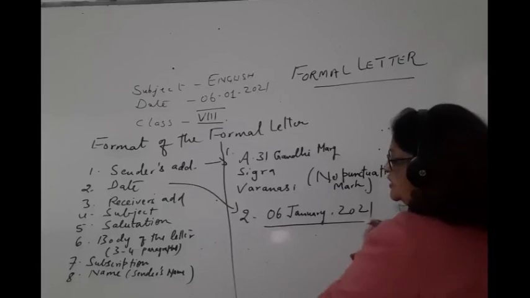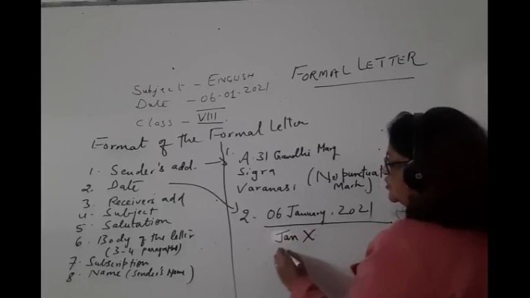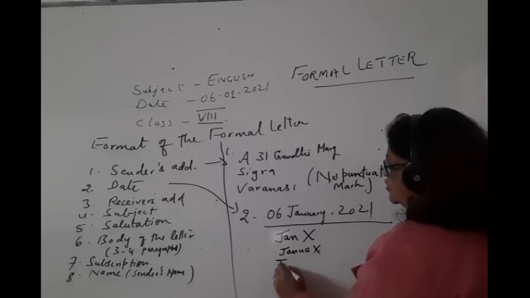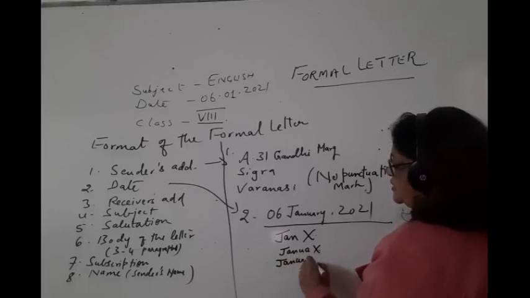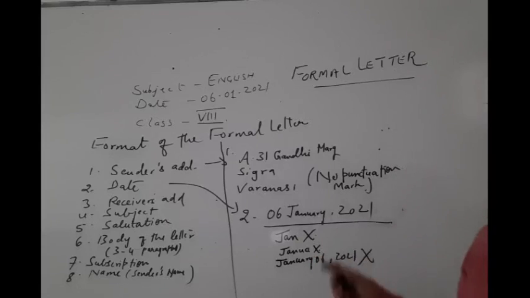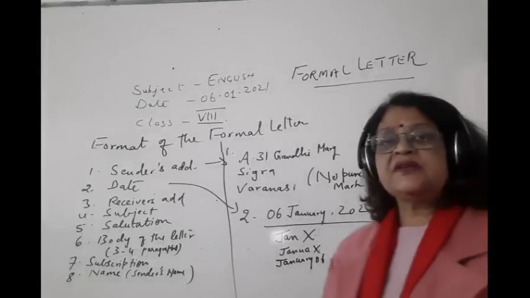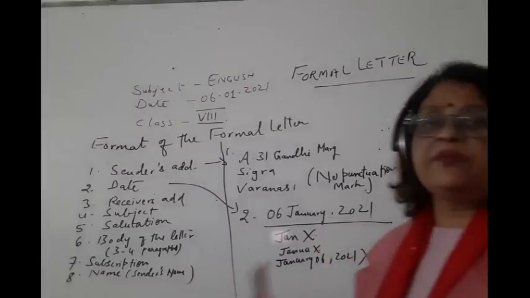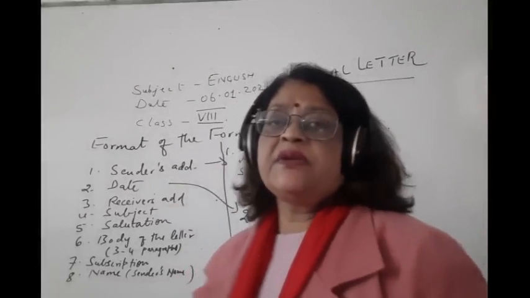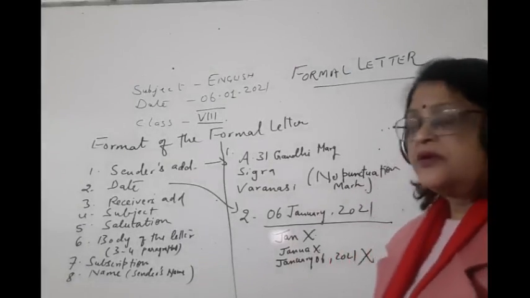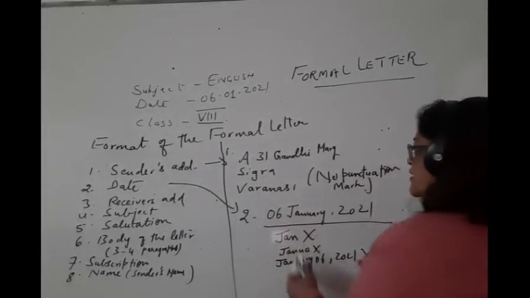You cannot write Jan, children, it is wrong, or Janu, it is wrong, you have to write January. You also cannot write like this, like many people write, this is also wrong. Only simple, in this manner. And one thing let me tell you, children, a small comma should be there in the date after the name of the month, and the name of the month should be written with a capital letter. So, children, the second part I have discussed.